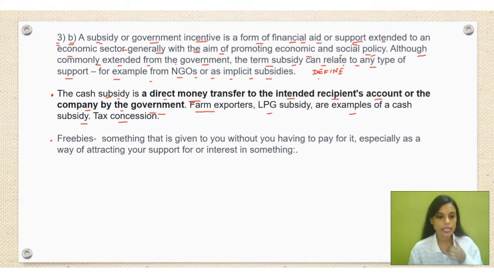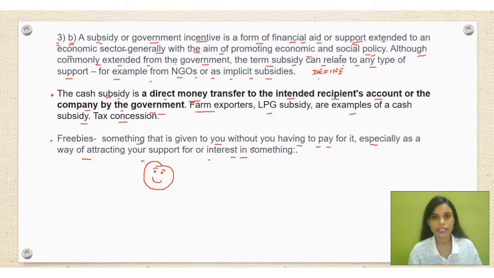Next, you have freebies. Now, a freebie is something that is given to anyone without you having to pay for it, especially as a way of attracting your support for or interest in something, like that is being given to you in the form of a gift, and you do not have to pay for it. So obviously, when you receive a gift, you become very happy, right? Yes, you become very, very happy when you receive a surprise, when you receive a gift. So freebies are just like that. When you buy something and you get a free product with it, you feel like on top of the world, right? So that is what freebies are. You do not have to pay for it.